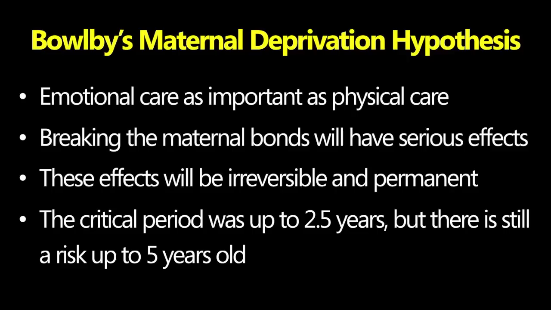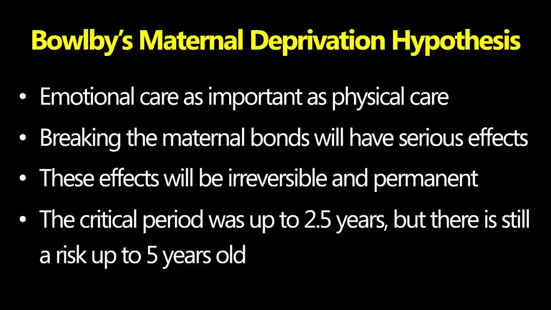He argued that a child would have difficulty forming relationships with other people and would be at risk of developing behavioural disorders. He claimed these effects were irreversible and permanent, and they would occur if separation happened before the age of about 2.5 years, but there is still a risk up until about 5 years old.